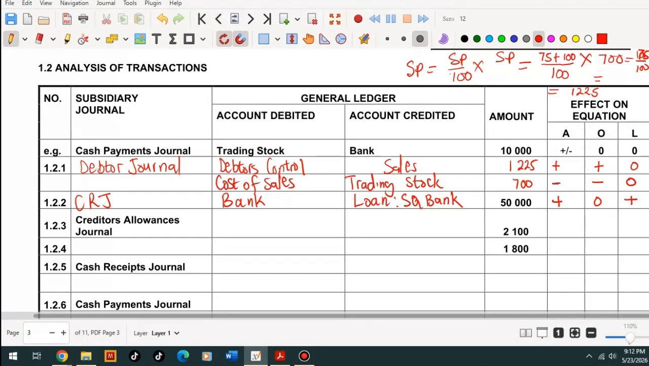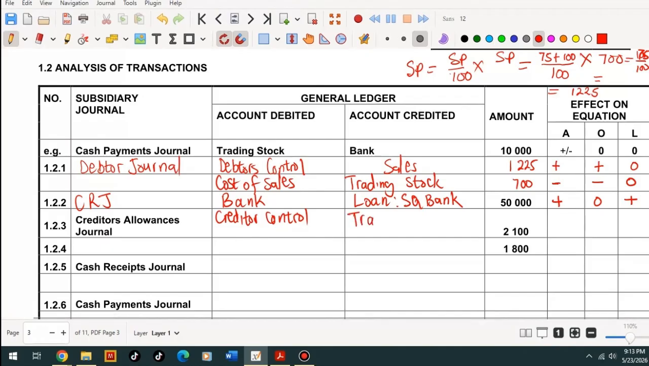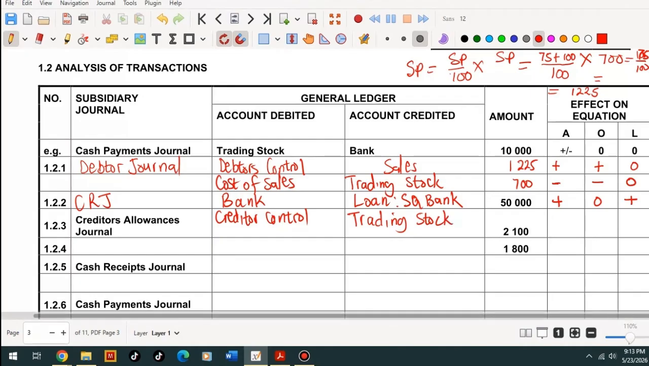So how is it presented in the double entry? When you bought these goods on credit, your creditors control increased on the credit side because it is a liability. And when it is decreasing, it decreases on the debit side. So we say debit creditors control. And the trading stock that you have returned to the supplier has reduced the stock that you already bought. Meaning that the trading stock is decreasing, and trading stock decreases on the credit side. So we credit trading stock.